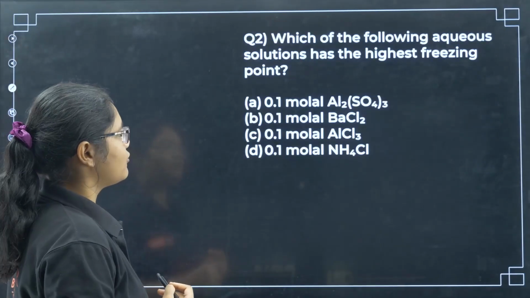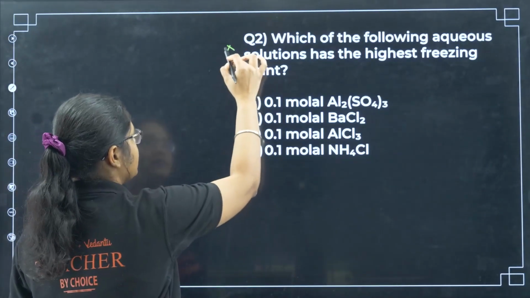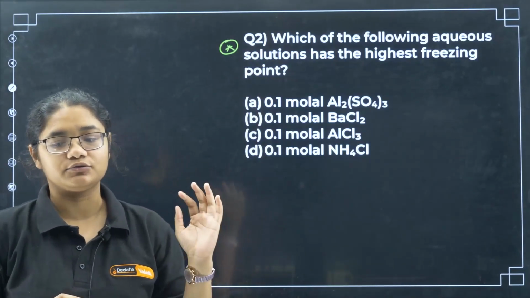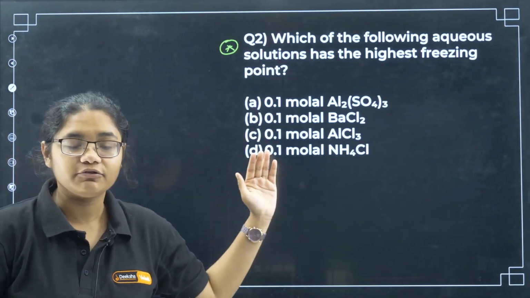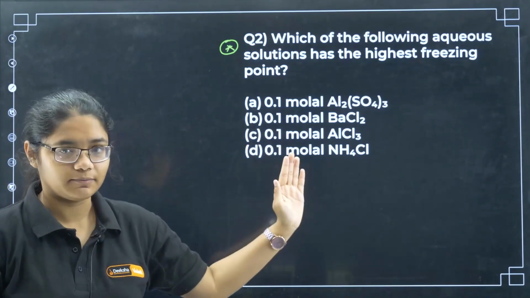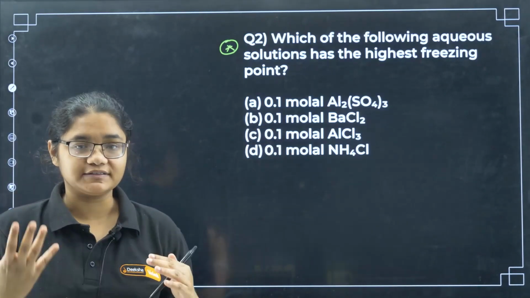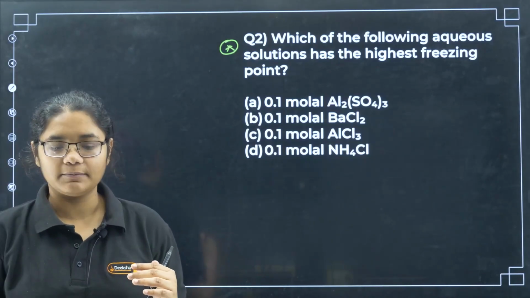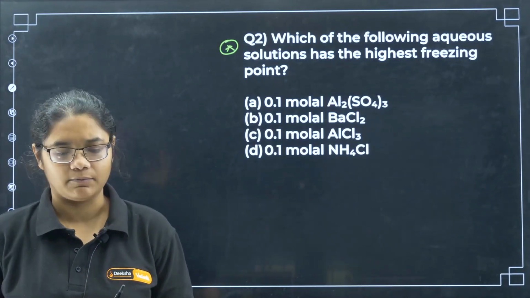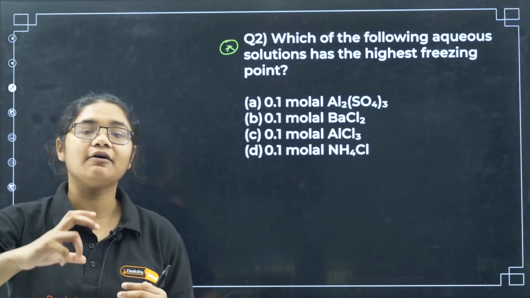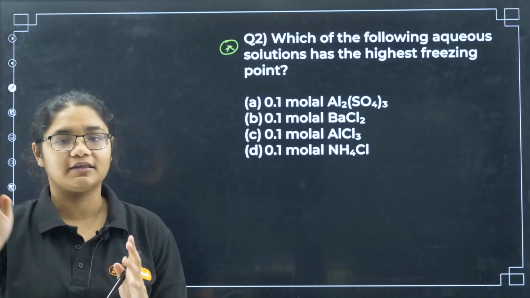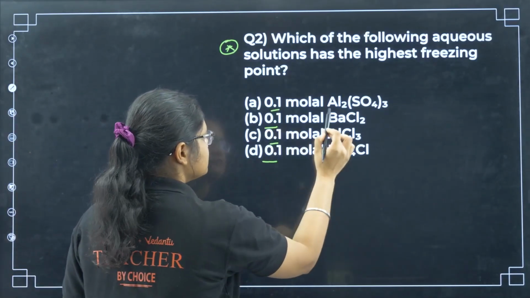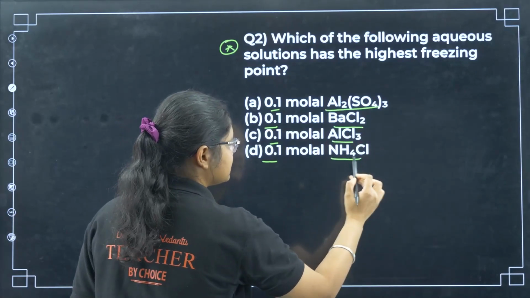Next, which one of the following aqueous solutions has the highest freezing point? This is a very important question and many students make mistakes in this question. You have to find out the highest freezing point. Now always remember, in freezing point when you add a solute there is a depression. So the more the depression, the lesser will be the freezing point. And if we have less depression, we will have higher freezing point. Now you see molality is the same in all of them. So the only thing that is affecting here is the i value.